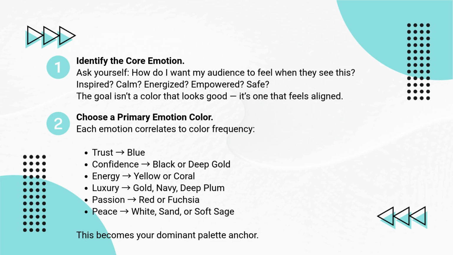Number two, choose a primary emotional color. Each emotion correlates to color frequency. Trust is blue, confidence, black or deep gold, energy, yellow or coral, luxury, gold, navy, deep plum, passion, red or fuchsia, peace, white, sand, or soft sage. This becomes your dominant palette anchor.